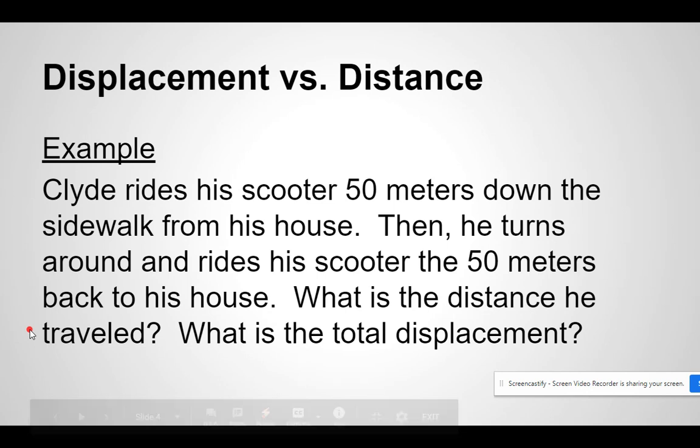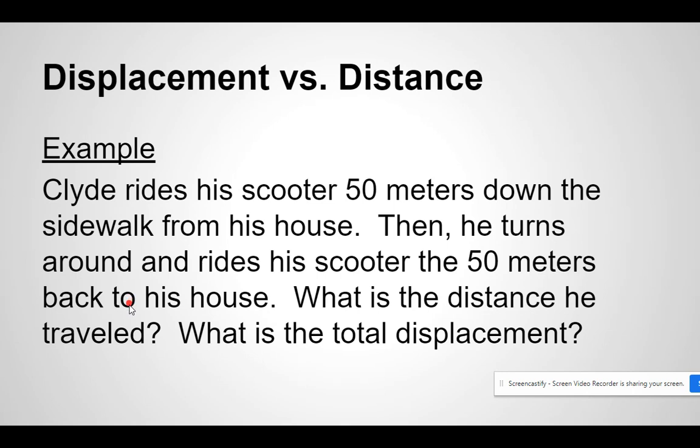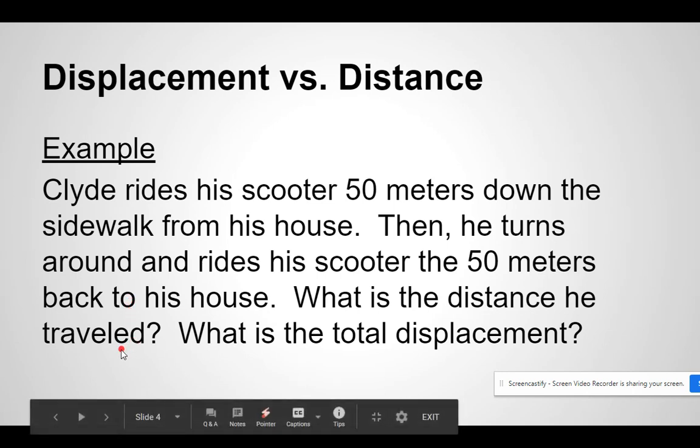Let's do an example. Clyde rides his scooter 50 meters down the sidewalk from his house. Then he turns around and he rides his scooter the 50 meters back to his house. What's the distance he traveled? What is the total displacement? So let's look.